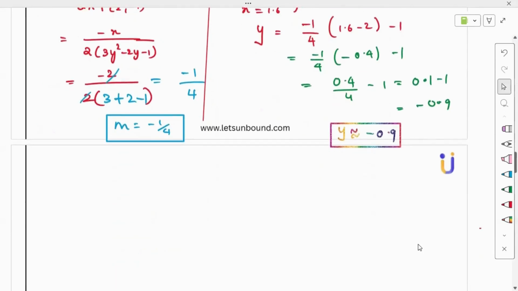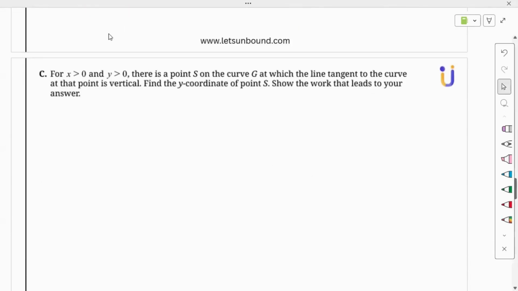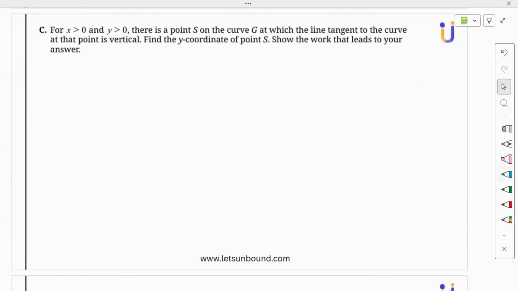Now, part C. For x greater than 0 and y greater than 0, there is a point S on the curve at which the line tangent to the curve at that point is vertical. Find the y coordinate of the point. A vertical tangent means undefined slope, right? So dy by dx is undefined. Something divided by 0 only is undefined.